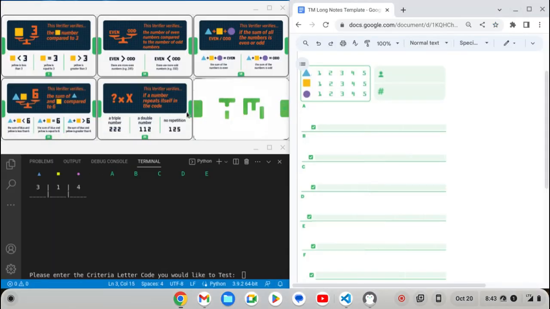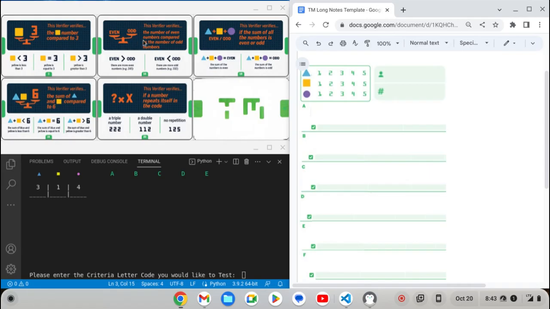So in the grid above, we've got our 5 criteria cards. On the top row, we've got criteria card A, criteria card B, and criteria card C. On the bottom row, we've got criteria card D and criteria card E. So criteria card A takes a look at our middle digit, the square digit, and compares it to the number 3. So should the value of square be less than 3? Should it be equal to 3? Or should the value of square be greater than 3?